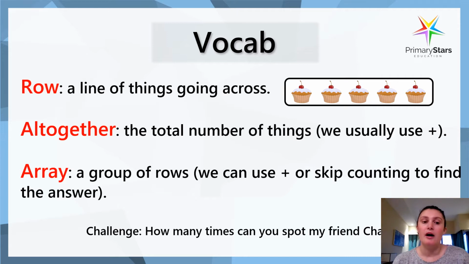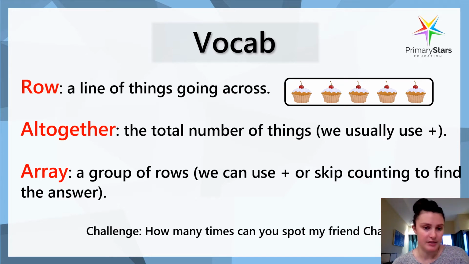So the first word we need to learn is the word row. Can you see it in red? R-O, row. And a row is a line of things that go across. They always go across, okay? Not up and down, they go from side to side. So can you see the row that I have there as an example? Yeah, yummy cupcakes. They are all going across. They're going from side to side, so we would call them a row.